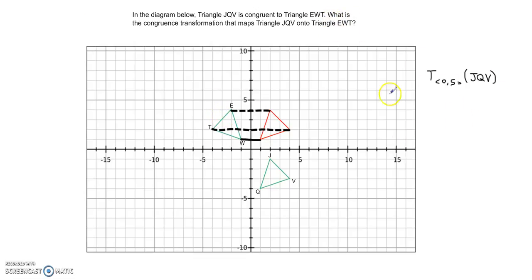Okay, so over here then we would write our last transformation we did, which would look like this. So we have our answer right here.